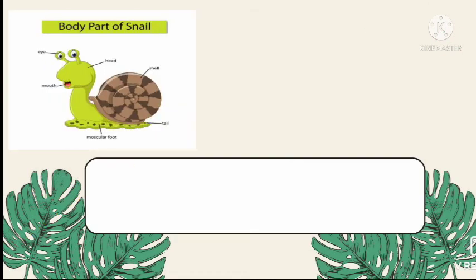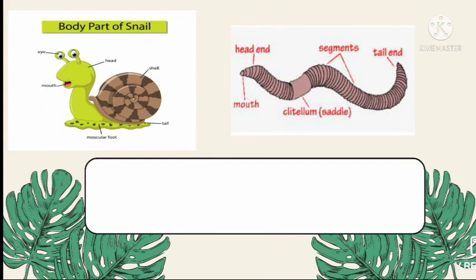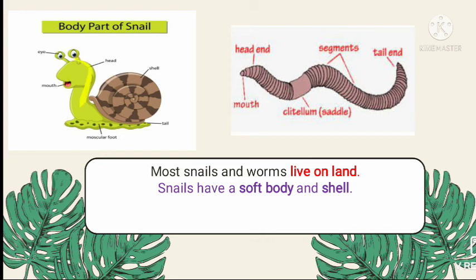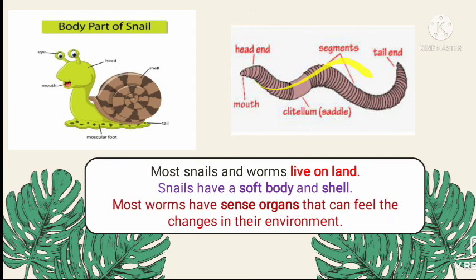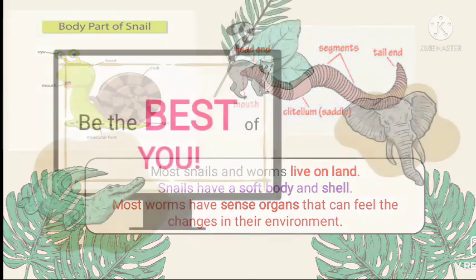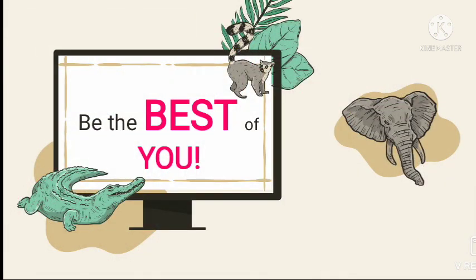Now let's take a look at snails and worms. Most snails and worms live on land. And snails have a soft body and a shell, while the worm only has a soft body. But the worm has a sense organ that can feel changes in its environment. Well, that's it for the invertebrates.